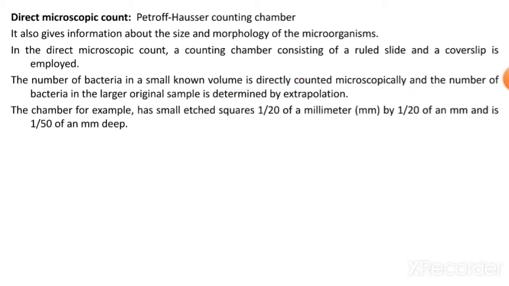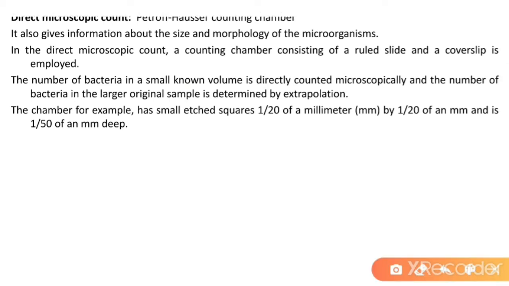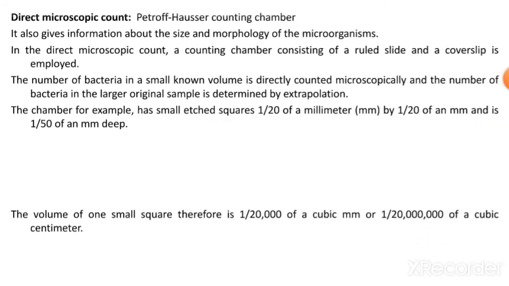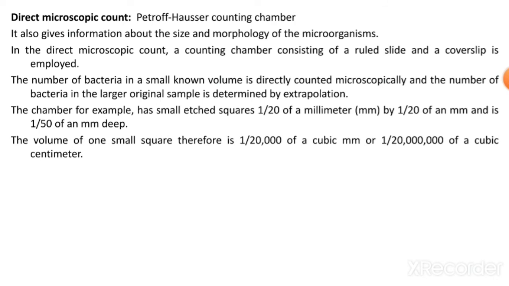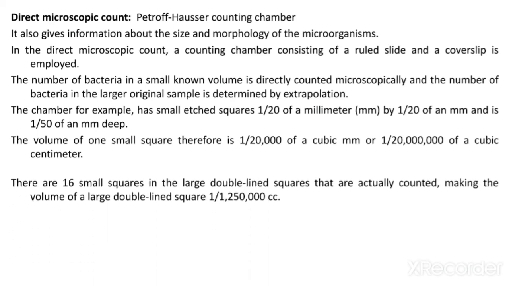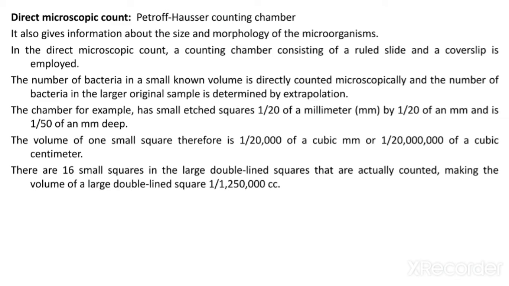The chamber, for example, has small etched squares, that is 1/20 of a millimeter by 1/20 of a millimeter, and is 1/50 of a millimeter deep. The volume of one small square therefore is 1/20,000 of a cubic mm or 1/20 lakh of a cubic centimeter. There are 60 small squares in the large double-lined square that are actually counted, making the volume of a large double-lined square 1/1,25,000.